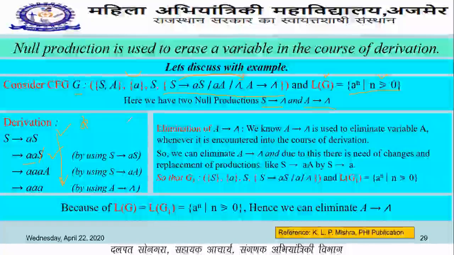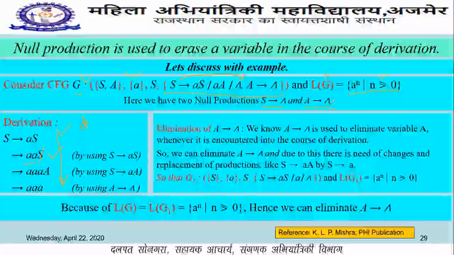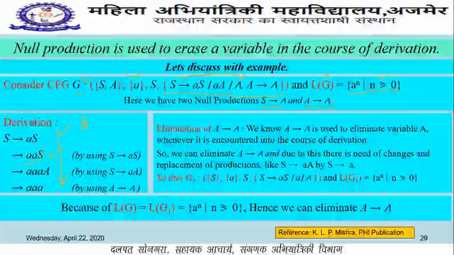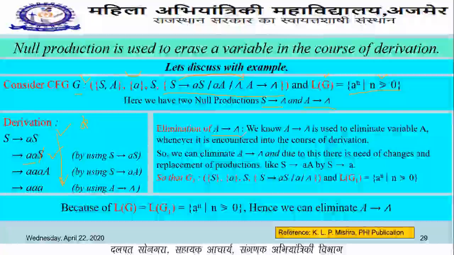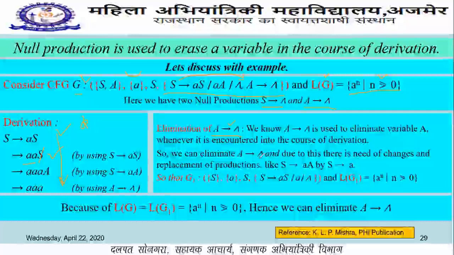So we understand we have this grammar with two null productions, S tends to null and A tends to null, and the language of this grammar is n occurrences of a, where n is greater than or equal to 0. Now look, if we want to remove the null production A tends to null, because we know whenever A is encountered in the course of derivation, it is erased by using the null production A tends to null. So if we want to eliminate it, then we can easily eliminate this production from the set of productions P in the given grammar G.